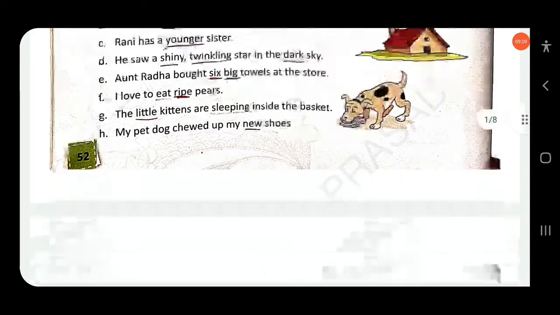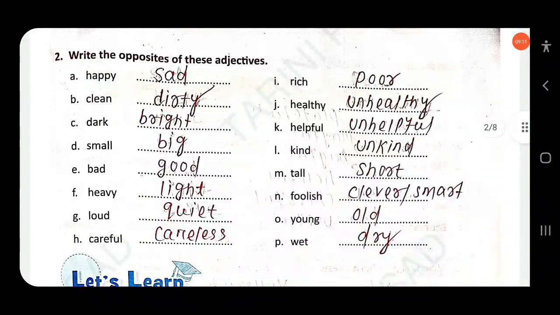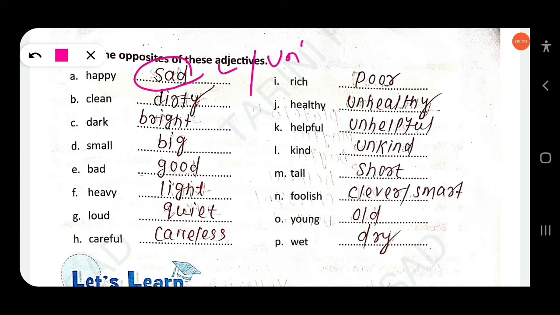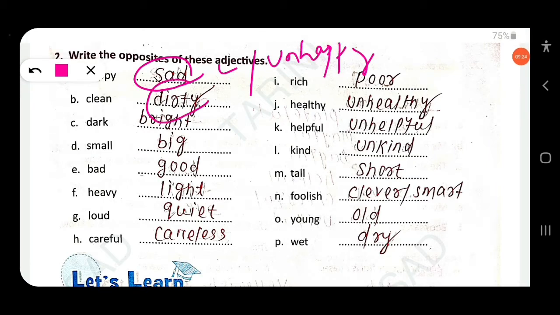Clear? Then next, write the opposites of these adjectives. Happy, sad. You can also add a prefix to make the opposite. Unhappy, you can also write unhappy. Then clean, dirty.